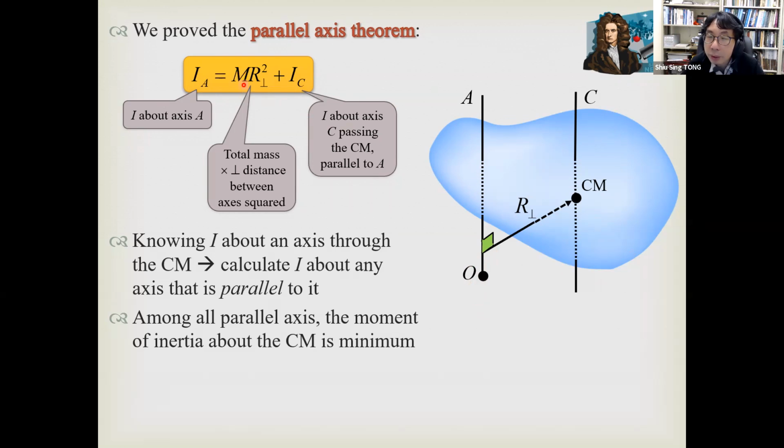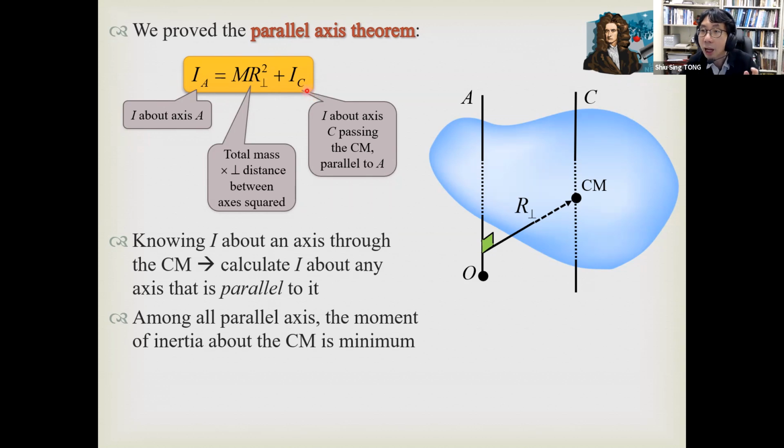Now the theorem also shows that because I know this M R-perp squared is always larger than 0, that means IA is always larger than IC. Is that right? Because no matter how the axes are oriented, this term is always larger than 0, and that means IA is larger than IC.